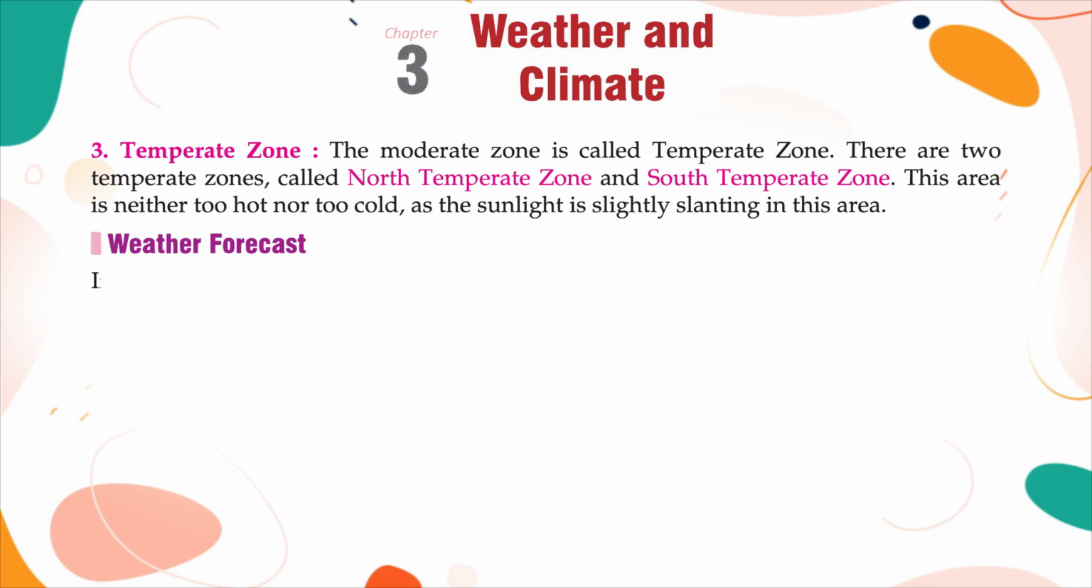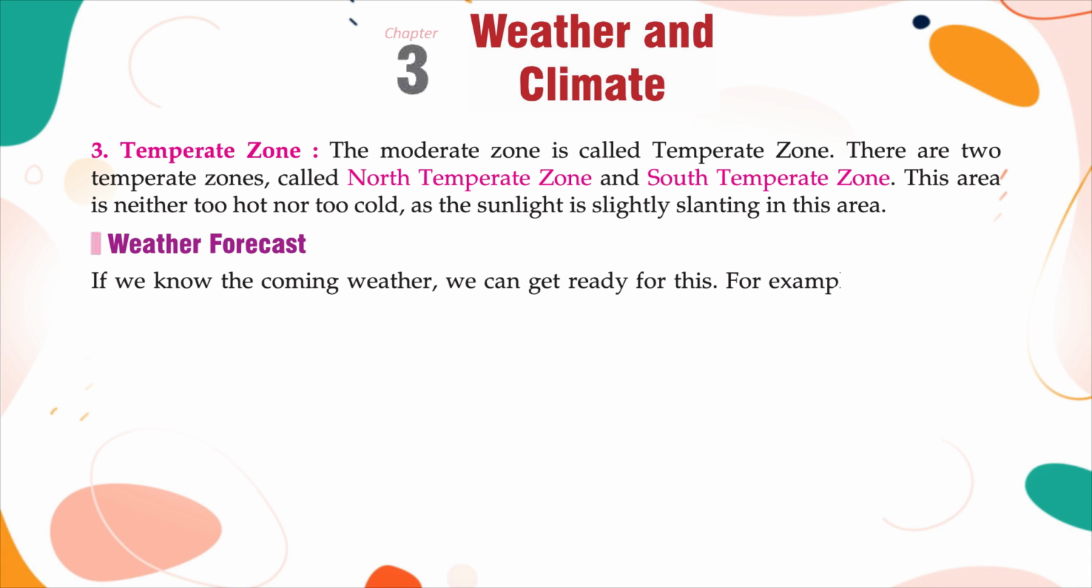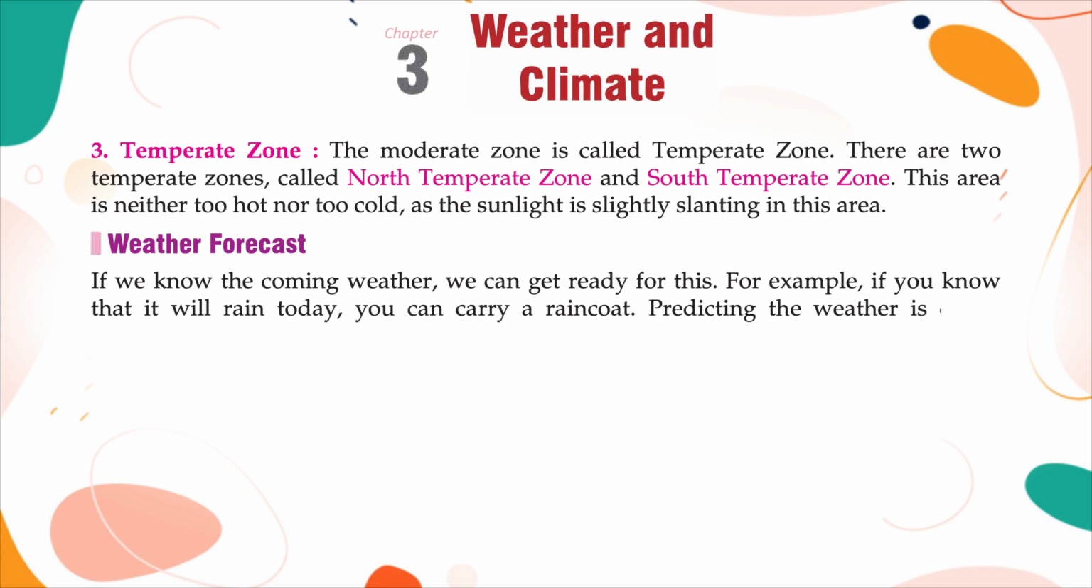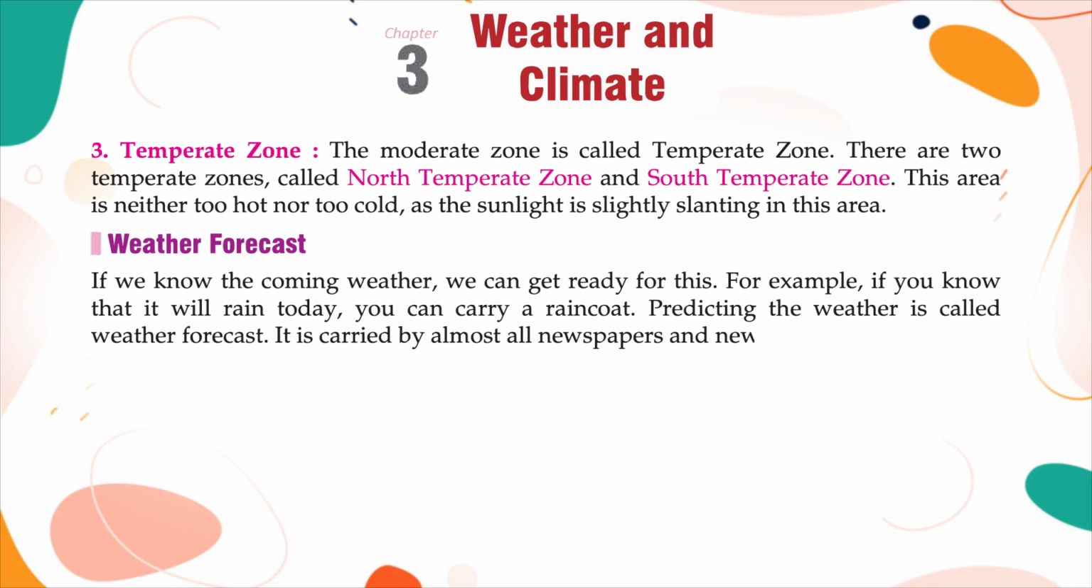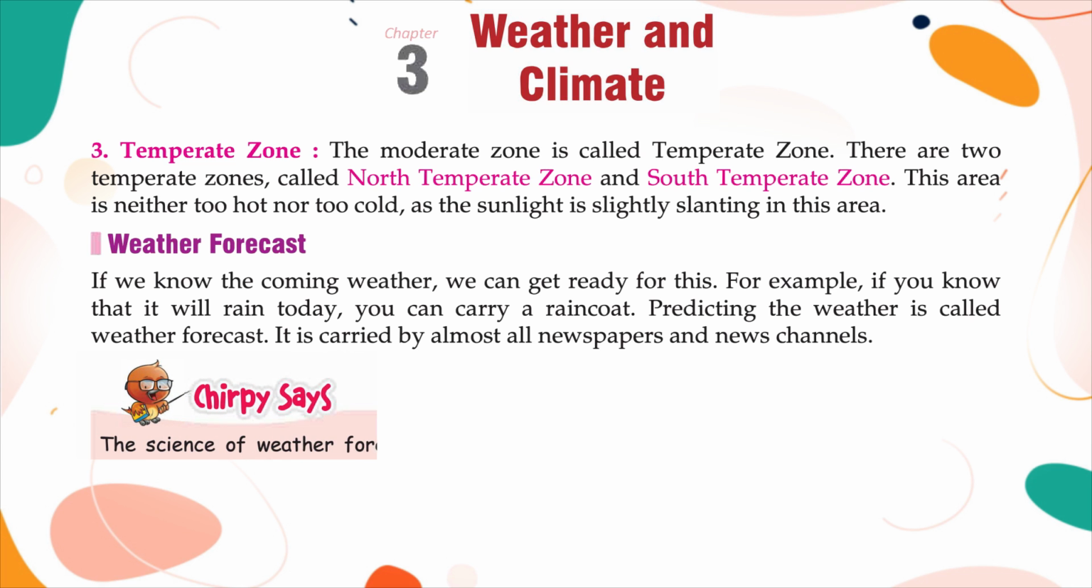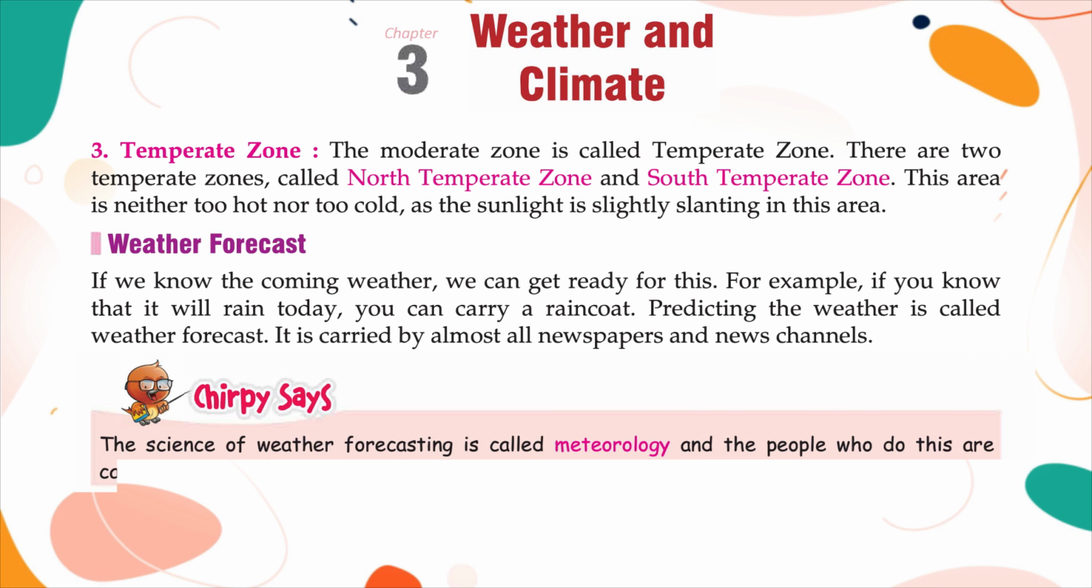Weather forecast. If we know the coming weather, we can get ready for this. For example, if you know that it will rain today, you can carry a raincoat. Predicting the weather is called weather forecast. It is carried by almost all newspapers and news channels. Chirpy says, the science of weather forecasting is called meteorology, and the people who do this are called meteorologists. Some people call them weathermen.